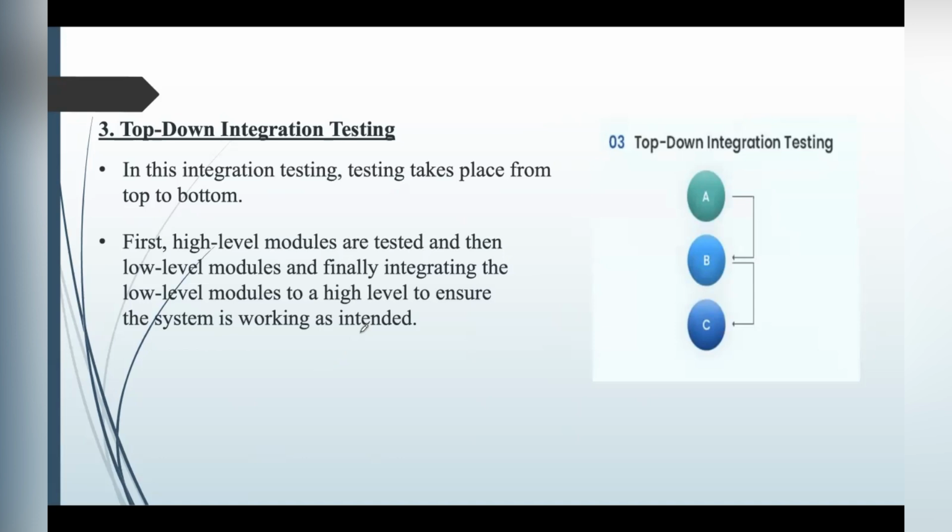Third approach is top-down integration testing. This is usually used to simulate the behavior of lower level modules that are not yet integrated. So in this, testing actually takes place from top to bottom. So you can see this. This is the opposite approach to bottom-up testing. So here testing takes place from top to bottom. First, the high-level modules are tested, followed by the low-level modules. And then low-level modules are integrated to high-level to check whether the system is working properly or not.